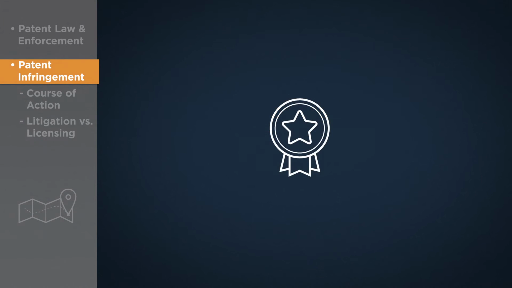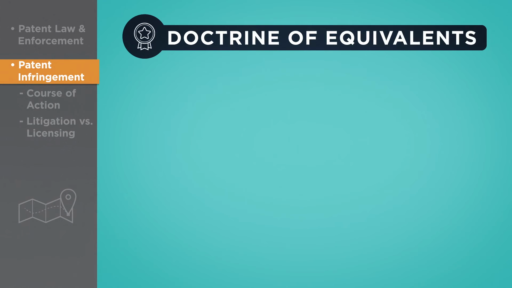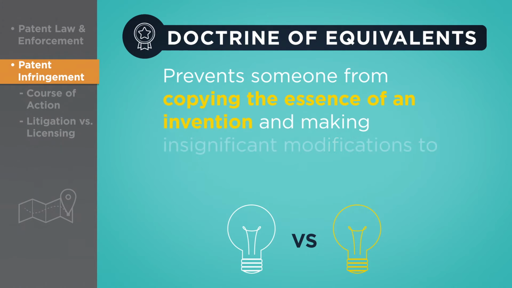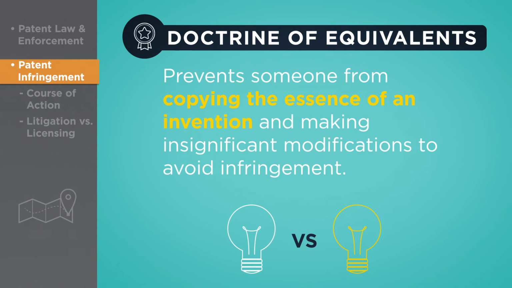If the elements of a patent claim match the elements of the device or process, an infringement has occurred. Even if elements of a claim do not literally match the infringing device, they may be infringed under the doctrine of equivalence. This doctrine prevents someone from copying the essence of an invention and making insignificant modifications to avoid infringement. If the accused device or process performs substantially the same function in substantially the same way and yields substantially the same result, infringement exists so long as any differences between the claim elements and the accused device are not substantial.